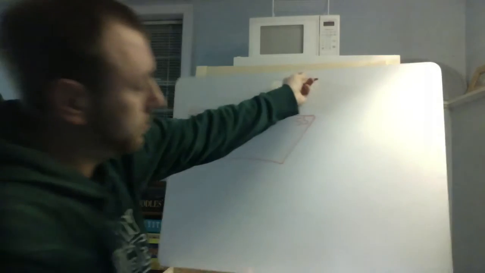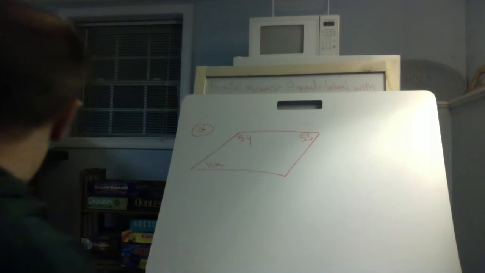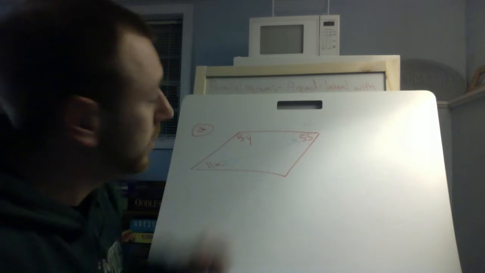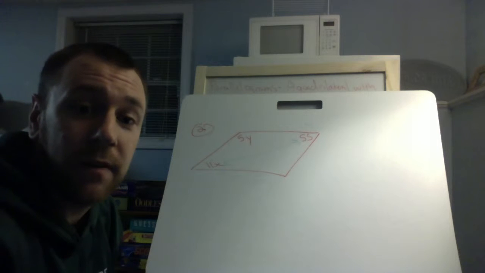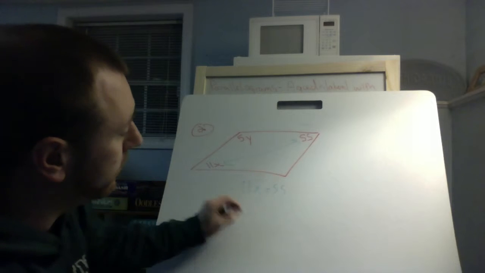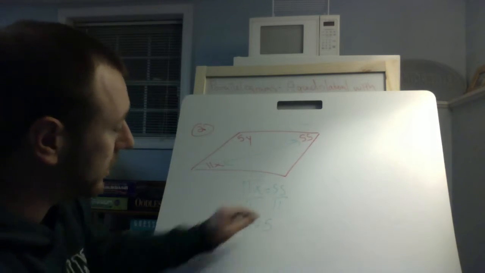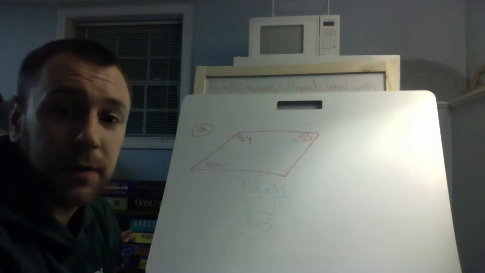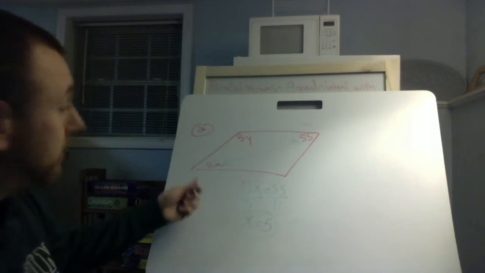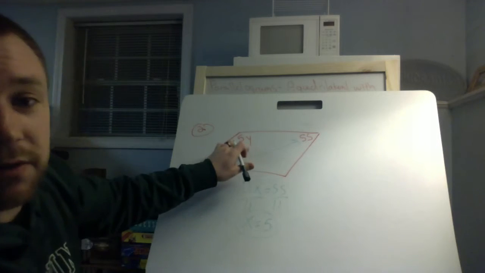Problem number 2 deals with those opposite angles. What you have to notice is the 11x and the 55 are opposite of each other. So I'm going to say 11x equals 55. I'm going to divide by 11, x equals 5. If you're ever worried about your answer, plug back in. What's 11 times 5? 55. Are these two things equal? Yeah.